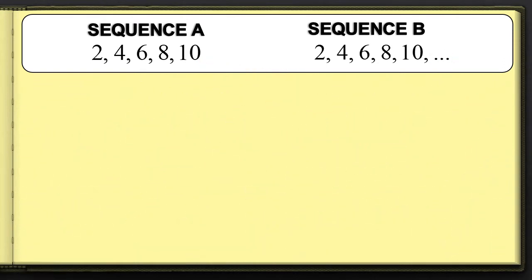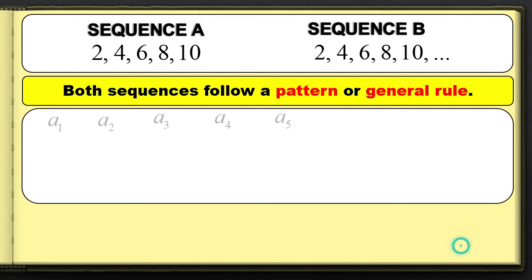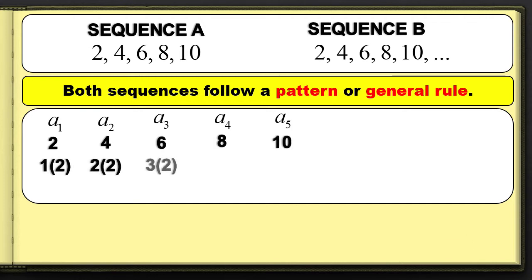In our examples, both sequences follow a pattern or a general rule. These are the terms in order. If we divide the terms by their greatest common factor, which is 2, we will get the sequence with elements 1, 2, 3, 4, and 5. This is the pattern. The next term could be obtained by adding 1 and multiplying it by 2.